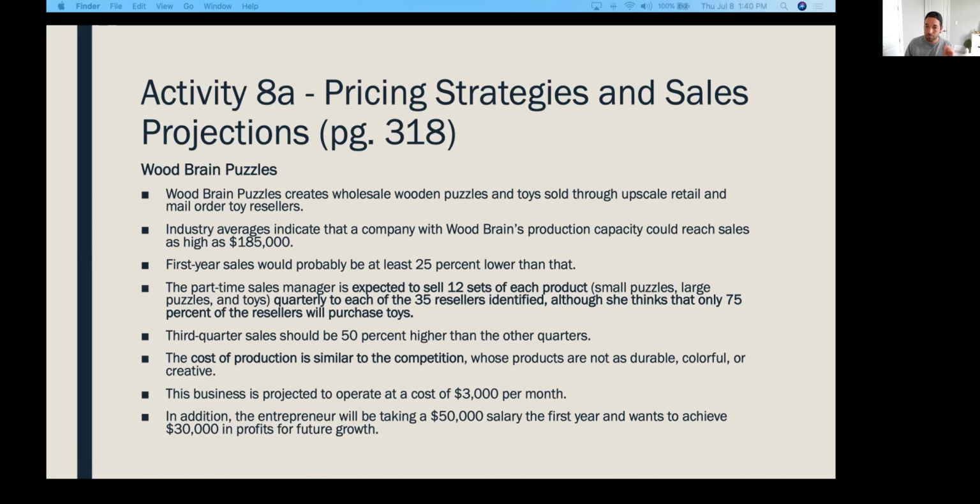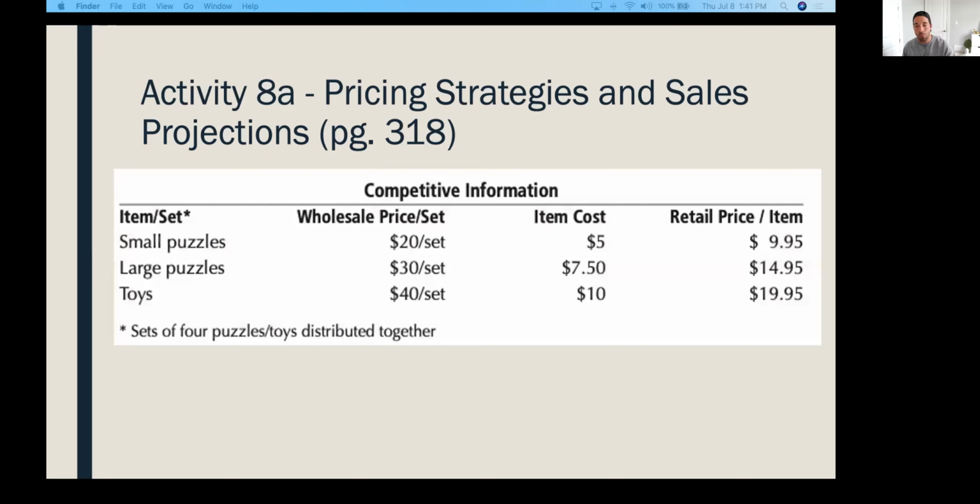Step 2, now we know that, we then calculate the price of an average sale for the business. So cost of production is similar to the competition, and we're going to assume that the cost of the units will be similar also. So based on what we know about Woodbrain's competition, we have the price of an average sale for small puzzles, large puzzles, and toys as $20, $30, and $40 per set, correct?